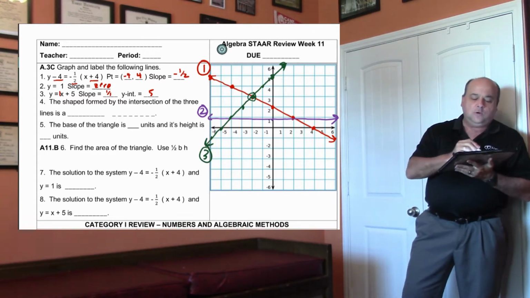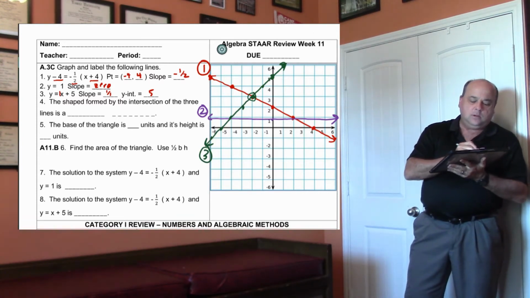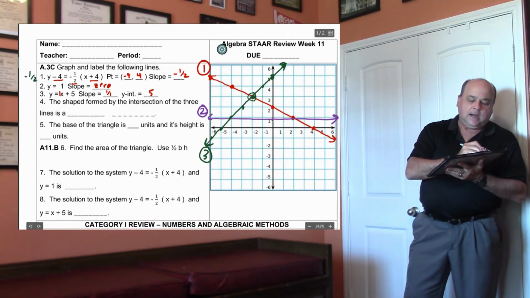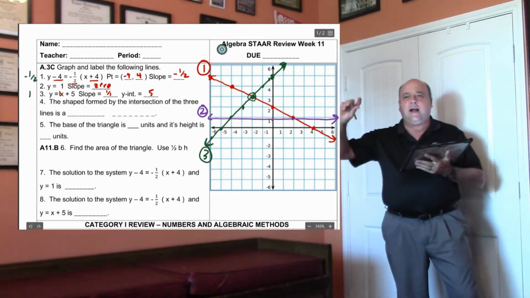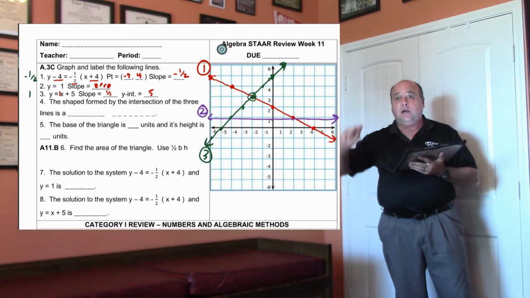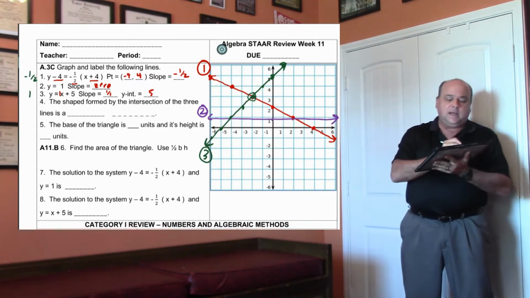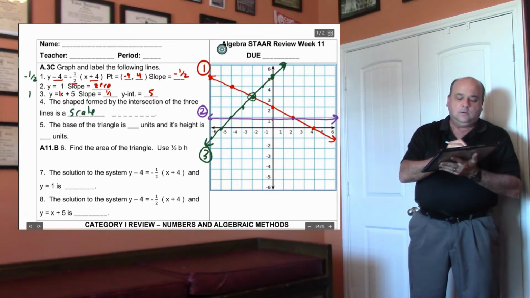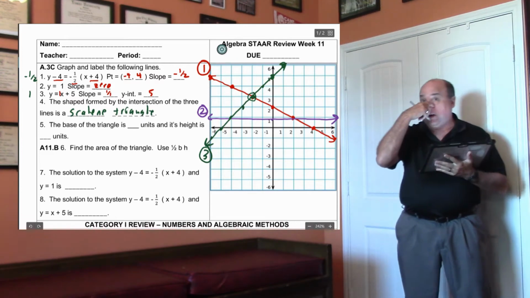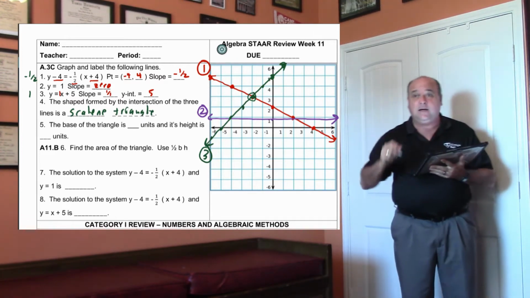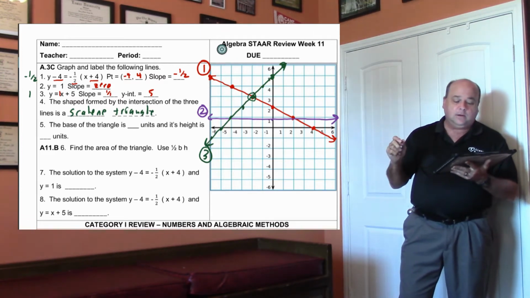Now, these slopes: I have a negative 1/2 slope and a positive 1 slope. They are not opposite reciprocals, are they? If they're not opposite reciprocals, it won't be a right angle, so this will be a scalene triangle. If they were opposite reciprocal slopes, it would form a 90-degree angle and you would have a right triangle.